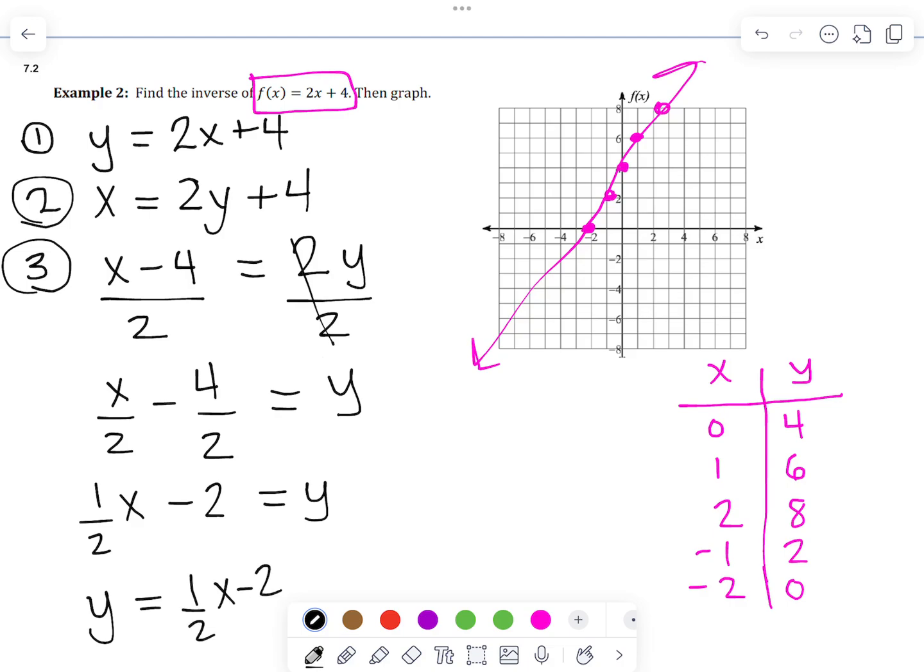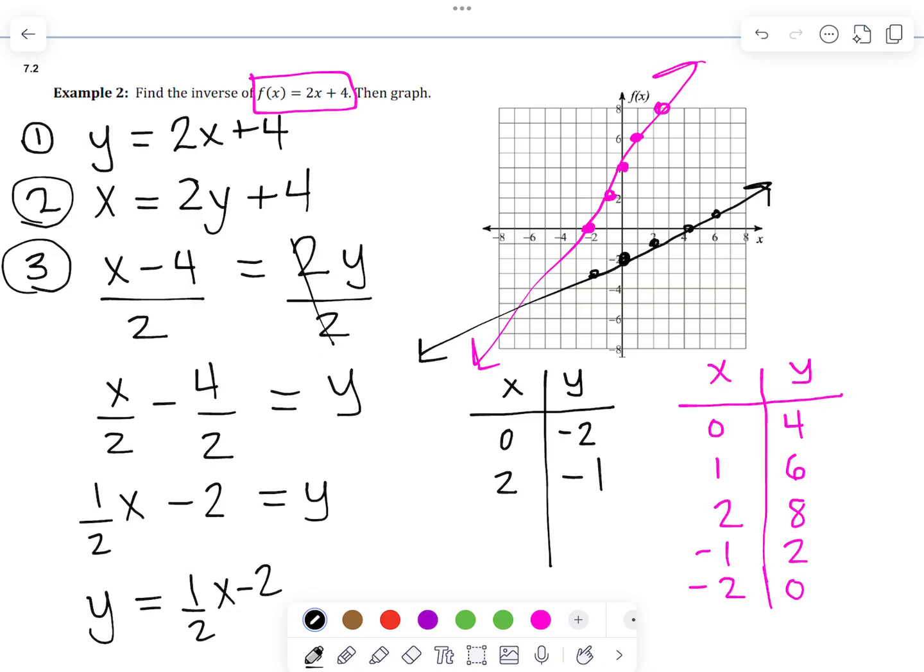Now I'm going to go ahead and graph that line. So now my y-intercept is negative 2, and my slope is 1/2. So I'm going to go up 1, right 2, up 1, right 2, up 1, right 2, or down 1, left 2. And I'm going to create my ordered pairs here. And I'm going to go back and finish that last step. So my one ordered pair is over 0, down 2, over 2, down 1. I'm just doing a couple.